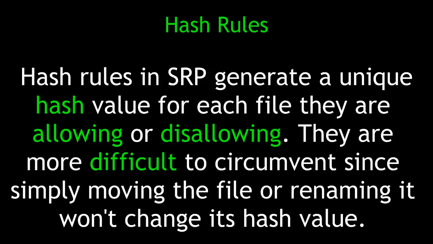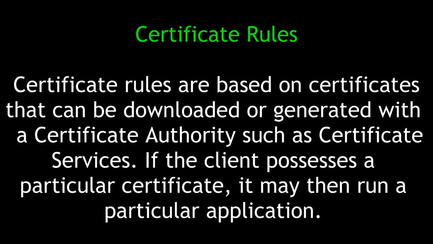Hash rules in SRP generate a unique hash value for each file they are allowing or disallowing. They are more difficult to circumvent since simply moving the file or renaming it won't change its hash value. Certificate rules are based on certificates that can be downloaded or generated with a certificate authority such as certificate services. If the client possesses a particular certificate, it may then run a particular application.